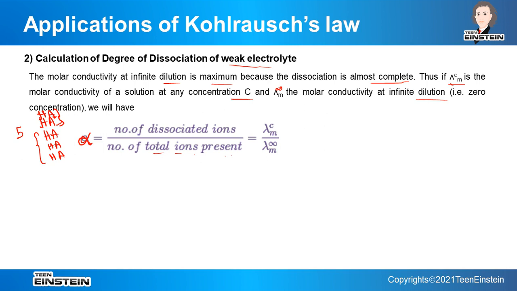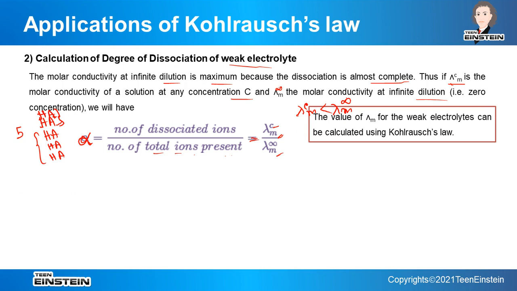So this is actually this ratio, number of dissociated ions by number of total ions present when it is infinite dilution. So that is why this ratio can be written as lambda m, that is molar conductance at a particular concentration, divided by molar conductance at infinite dilution. Now this ratio will always be lesser than 1, it will be a fraction, because lambda mc is always lesser than lambda m infinite. Okay, that is why it will be a fraction.